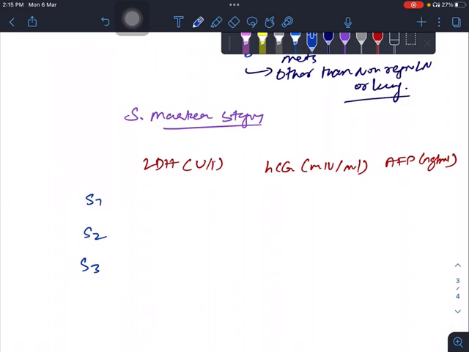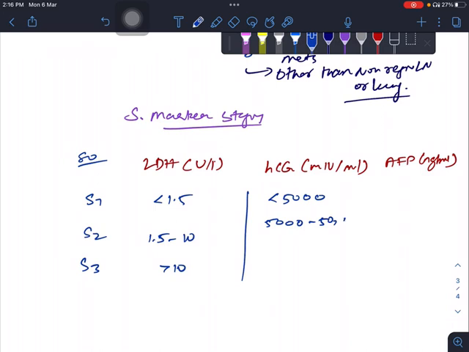S0 is serum marker steady levels within normal range. Okay, S1, LDH. For LDH, you remember less than 1.5, 1.5 to 10, more than 10. For HCG, less than 5,000, 5,000 to 50,000, more than 50,000. For AFP, less than 1K, 1K to 10K, more than 10K.